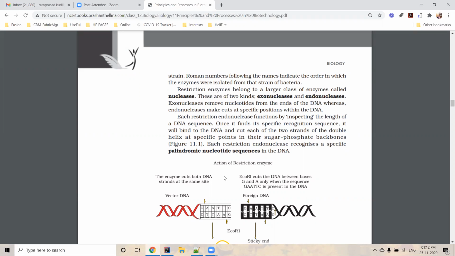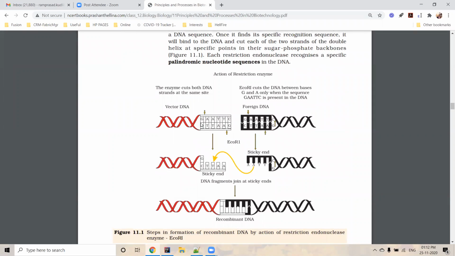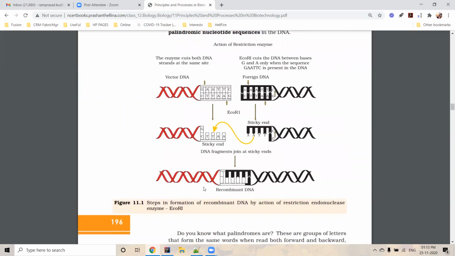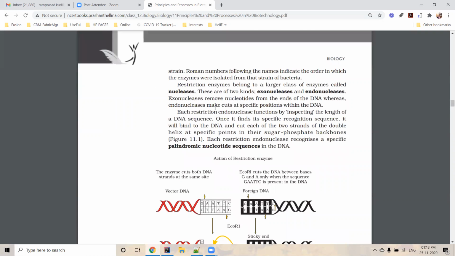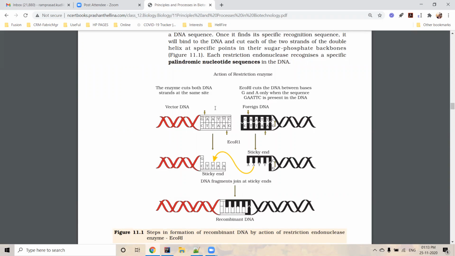So what is palindromic? Observe the letters carefully. GAATTC. If you read in reverse order also, GAATTC, correct? Same direction, GAATTC, and opposite also the same, GAATTC. The number 1001, you can read in both ways. This type of sequence we call a palindromic sequence. And in your textbook, one more word is given, Malayalam. If you observe these letters, they are the same. It is a good example of a palindromic sequence. So your restriction enzymes cut only palindromic sequences.